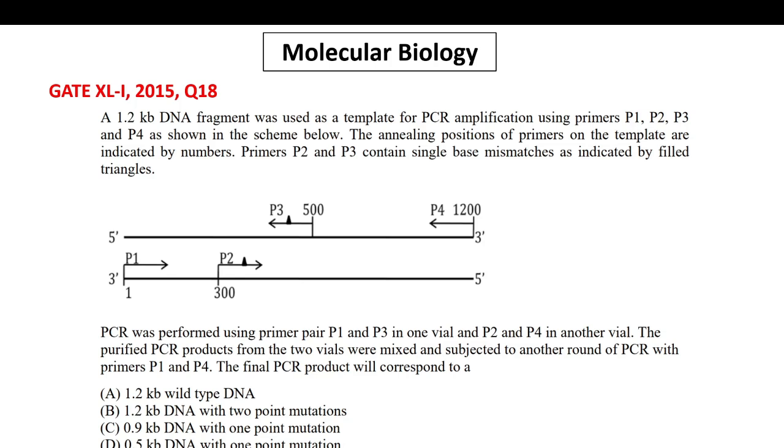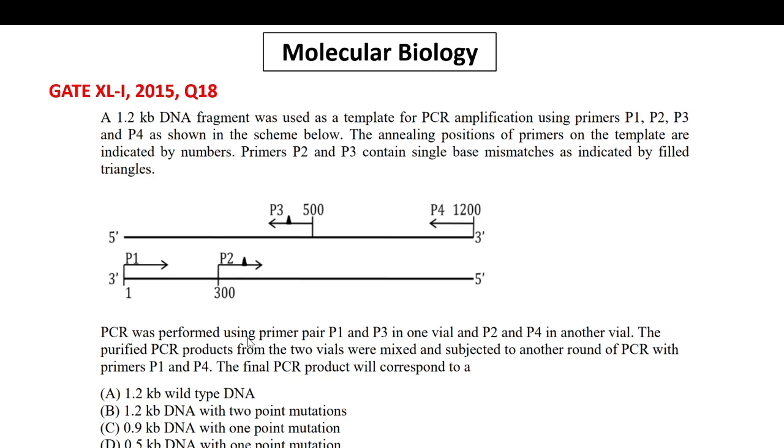The question states that a 1.2 kilobase pair DNA fragment was used as a template for PCR amplification using primers P1, P2, P3, and P4 as shown in the scheme below. The annealing positions of primers on the template are indicated by numbers. Primers P2 and P3 contain single base mismatches as indicated by filled triangles.